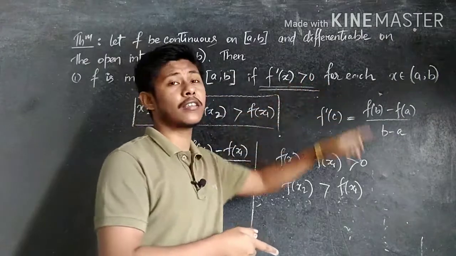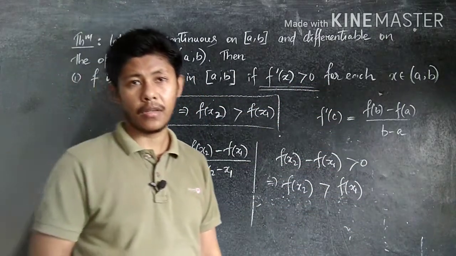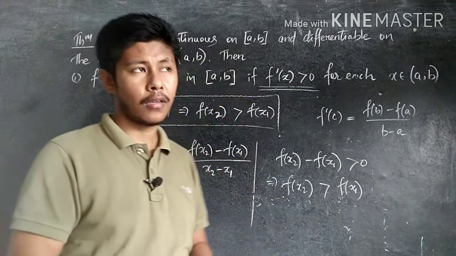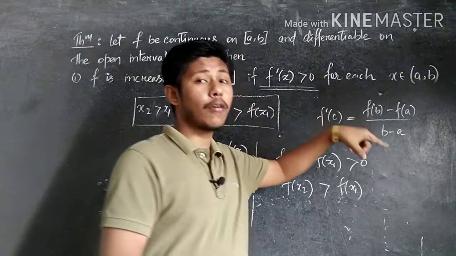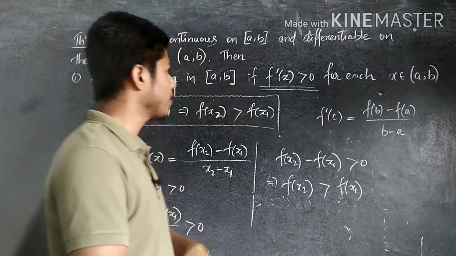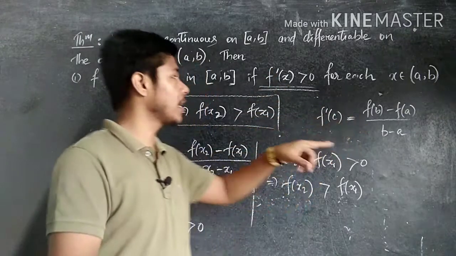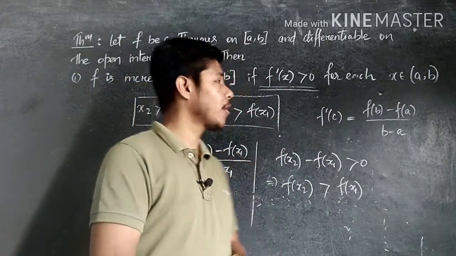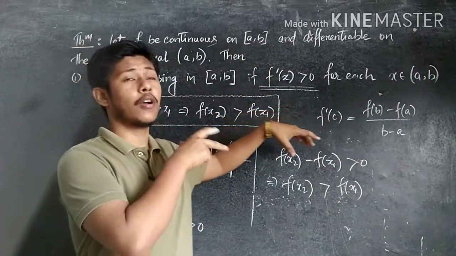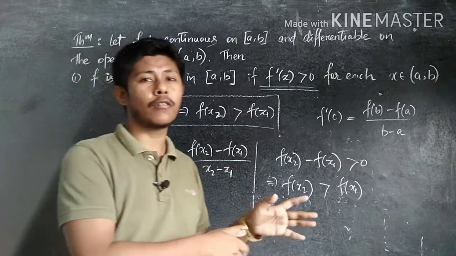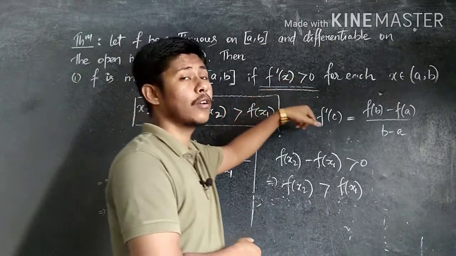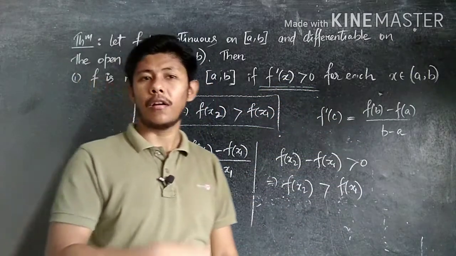Is it clear? One more thing you have to know: if f dash of x is greater than, remember, if only greater than is given then it is strictly increasing, and if greater than or equal to is given then it is increasing. Similarly, in case of decreasing, if only strictly less than is given it is strictly decreasing, otherwise decreasing. Is it clear? Here in the theorem only greater than is written, so I wrote greater than, but the condition is that if equal to is there then increasing, and if equal to is not there then strictly increasing. All of you know this one.